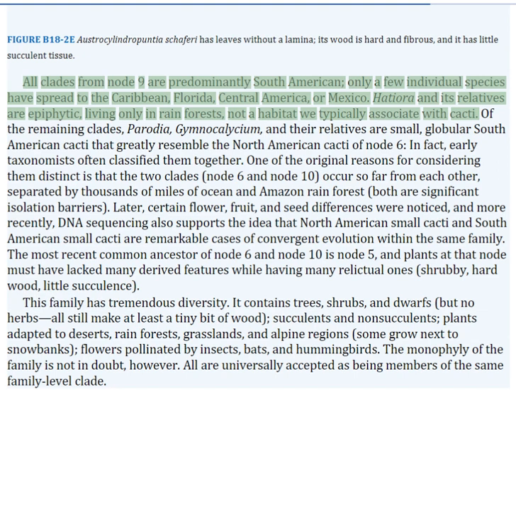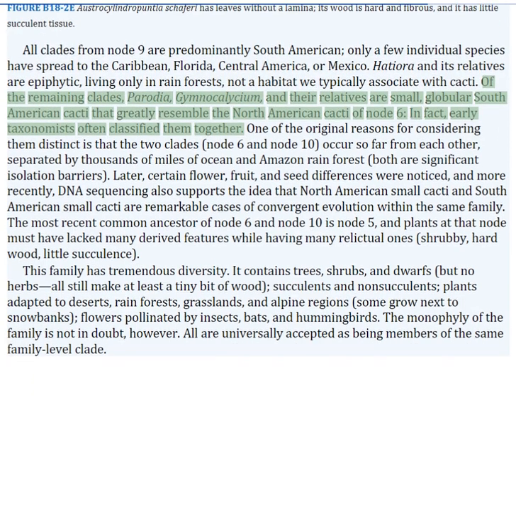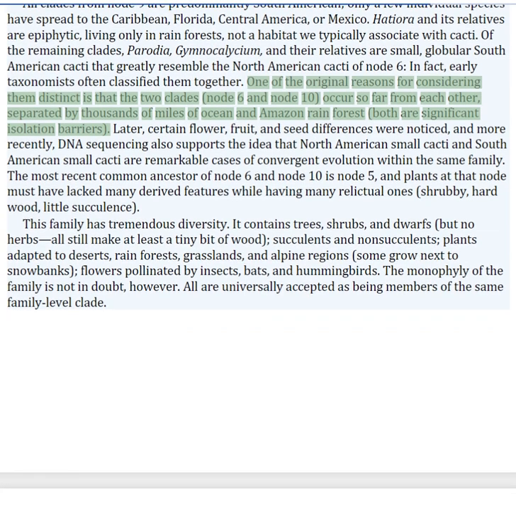Hashiora and its relatives are epiphytic, living only in rainforests, not a habitat we typically associate with cacti. Of the remaining clades, Parodia, Gymnocalycium, and their relatives are small, globular South American cacti that greatly resemble the North American cacti of node 6. In fact, early taxonomists often classified them together. One of the original reasons for considering them distinct is that the two clades occur so far from each other, separated by thousands of miles of ocean and Amazon rainforest.